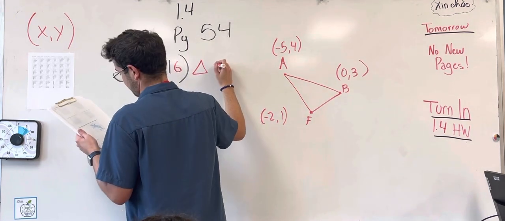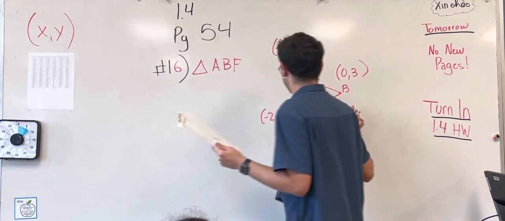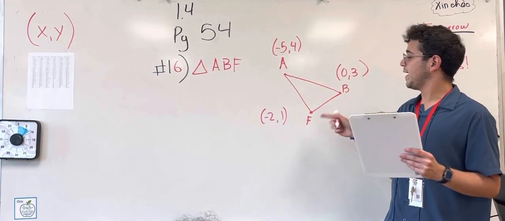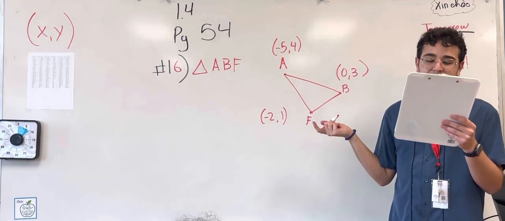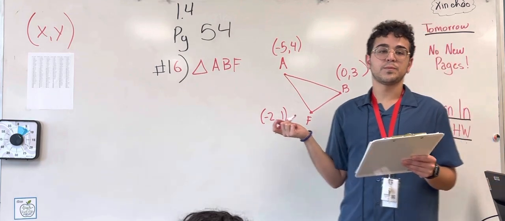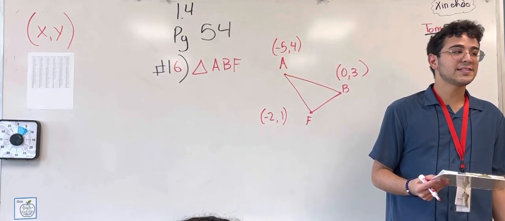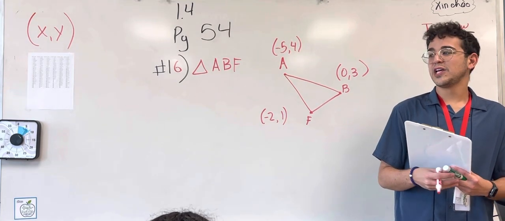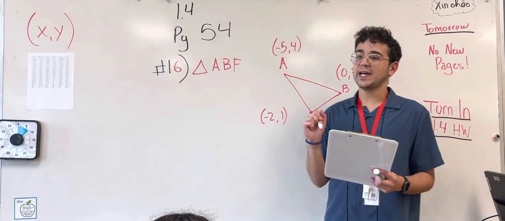They asked for this too, so go ahead and get that out of the way since I already drew it. So again, this is number 16. I already started drawing ABF. Looking at triangle ABF, are there any lines that go up or down or left to right? Or are they all diagonal? So that means we have to use the distance formula 1, 2, 3 times for this problem.